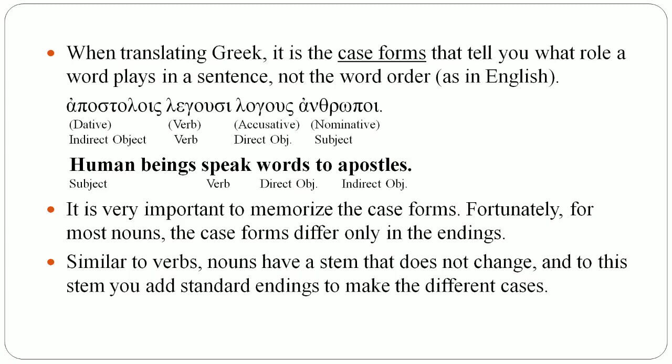Now, for this reason, it is very important, and very obvious, that it's important to memorize these case forms. If you don't know what case it is, you have no idea what this is doing in the sentence. And if you try to go straight from English and say, okay, there's the subject right there, apostolos, that has to be the subject because it's before legusi, which is the verb, you just got the entire sentence wrong.